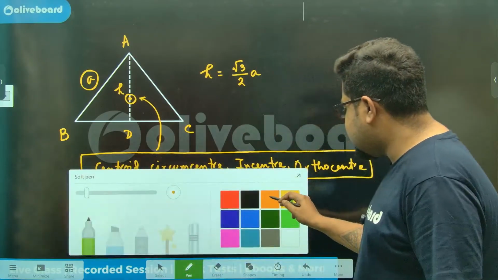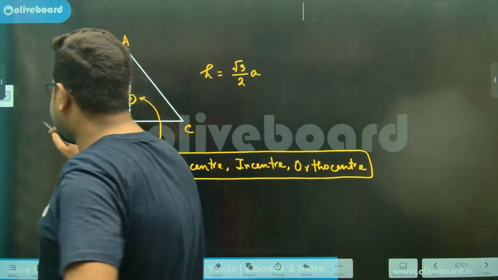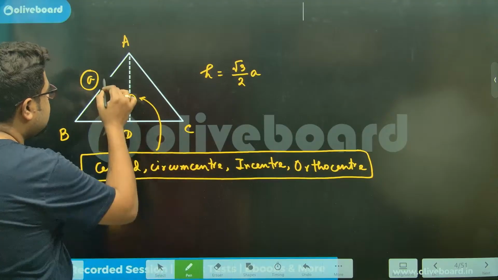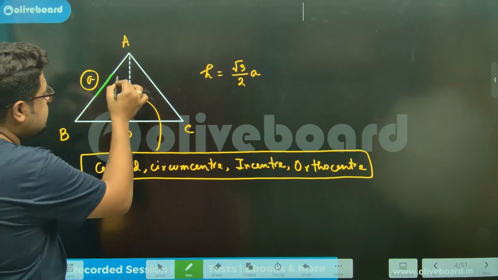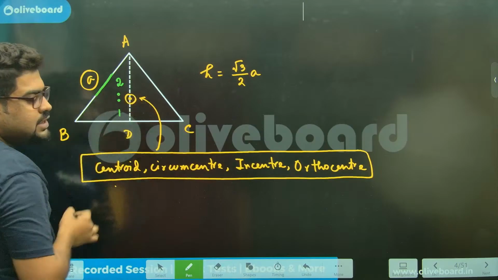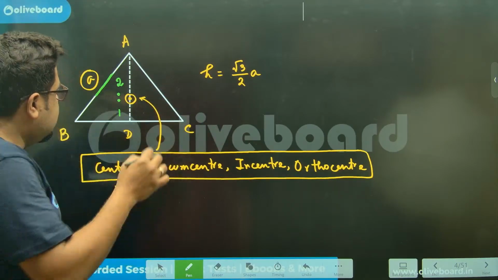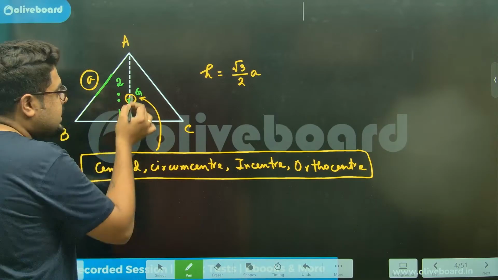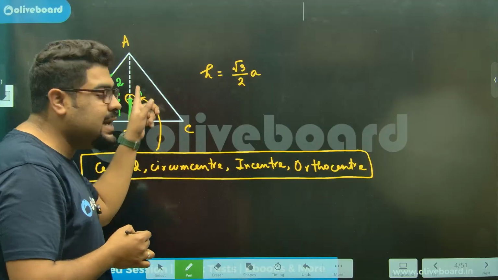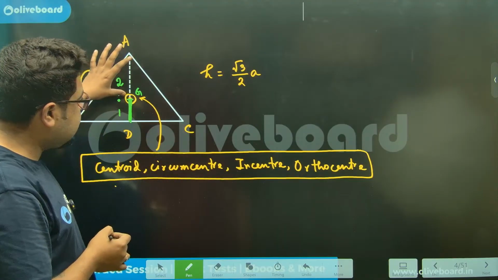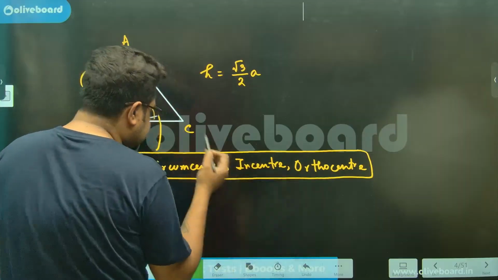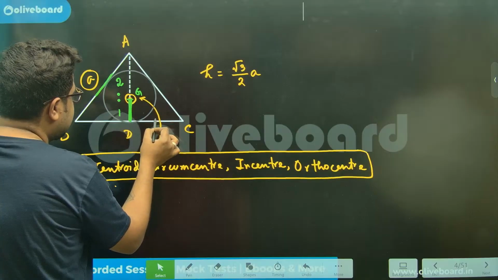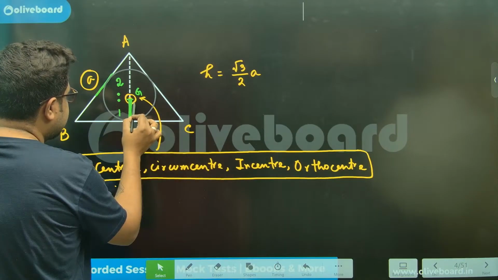How, sir? Please understand. In any triangle, the centroid will always divide this height in the 2:1 ratio. So if I name it G, this DG part will be your inradius, because this is your incenter. If you try to draw a circle, it will look something like this, sir.